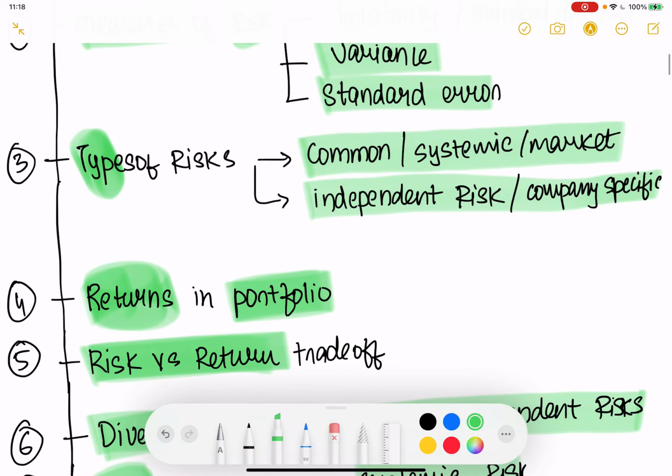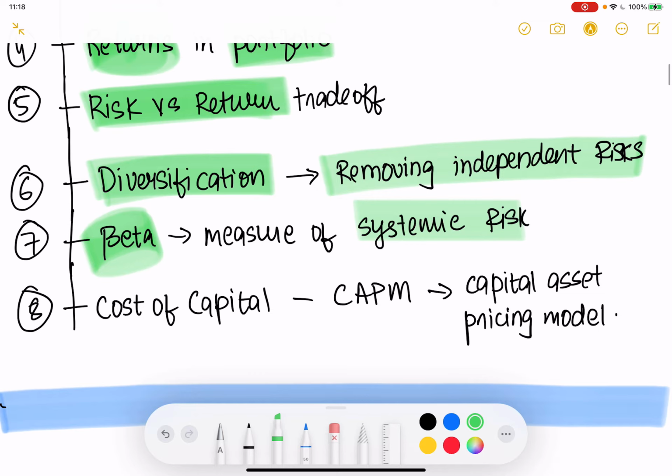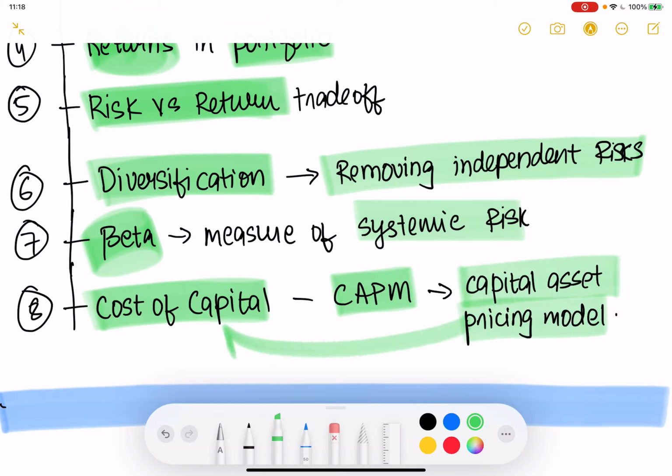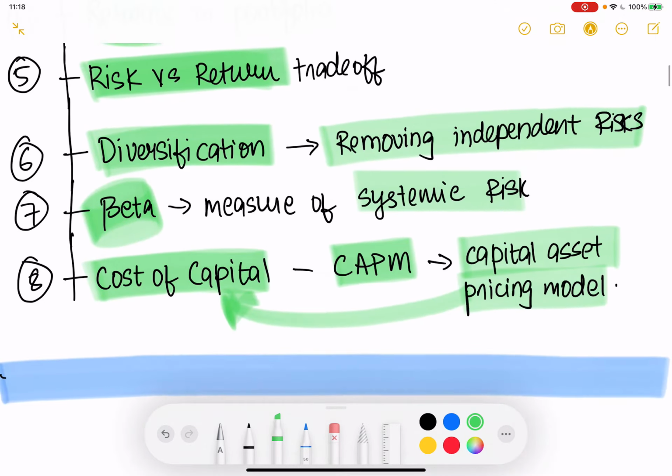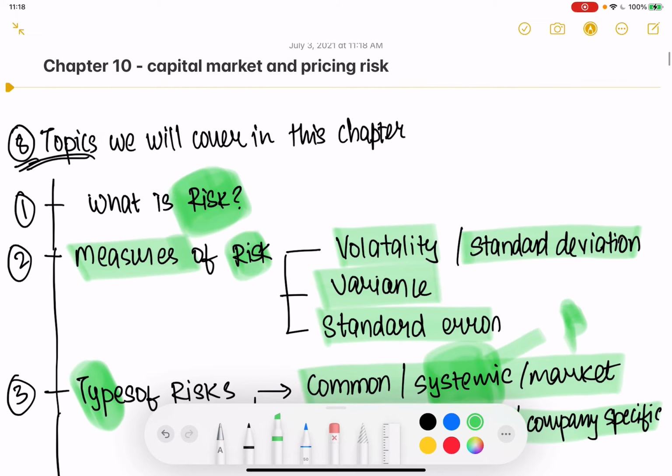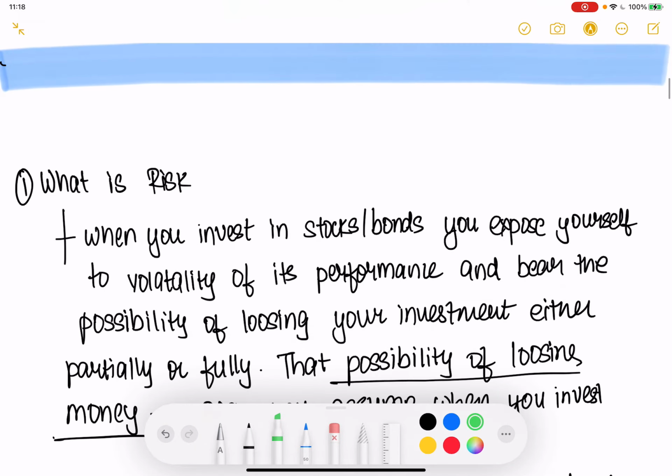We looked at 2 different types of risks. Systemic risk you can measure through beta. And finally end with cost of capital, which is basically this CAPM, capital asset pricing model, which allows us to calculate cost of capital. So these are the 8 topics for chapter 10. So let's look at each one of them in detail.